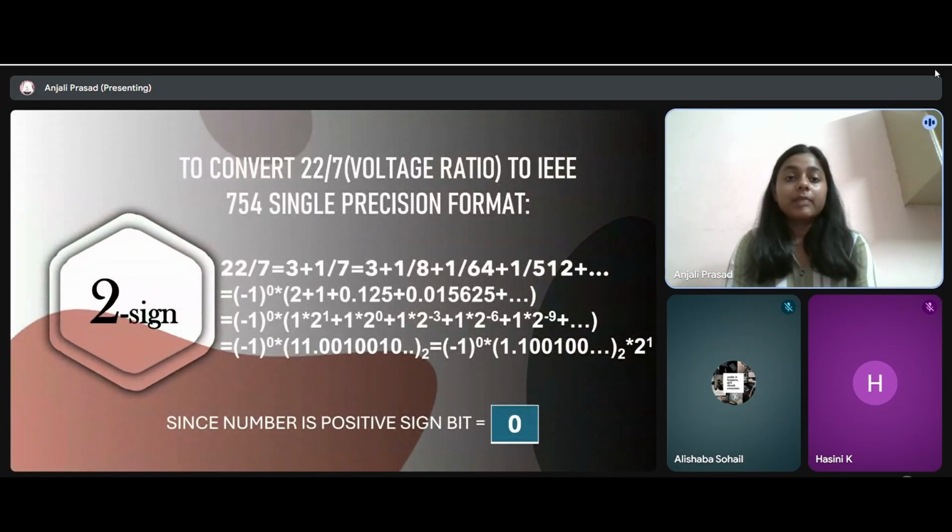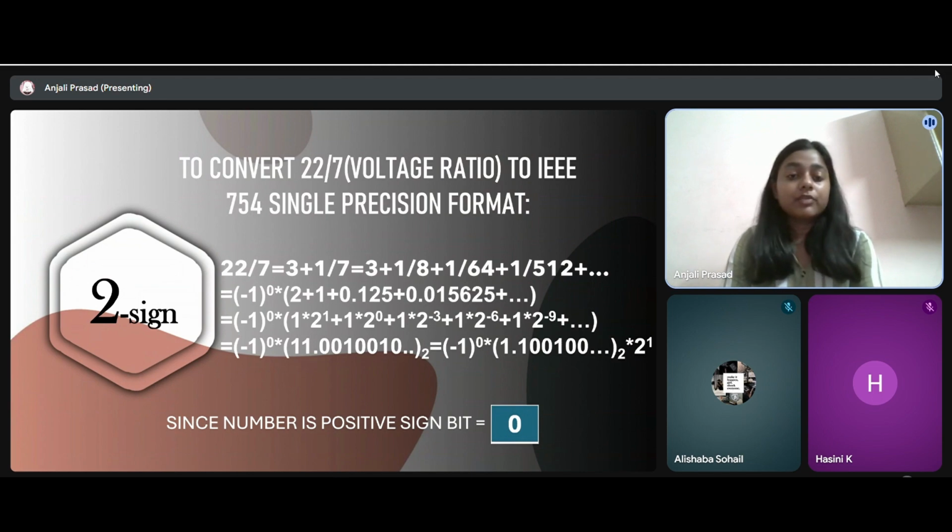Now, in the second part of the question, we needed to convert 22 by 7, which was given as the voltage ratio, to again IEEE 754 single precision format. We will write 22 by 7 as 3 plus 1 over 7. And then 1 over 7 can be written as the sum of 1 by 8 plus 1 by 8 square, which is 1 by 64, plus 1 by 8 cube, and it goes till infinity.